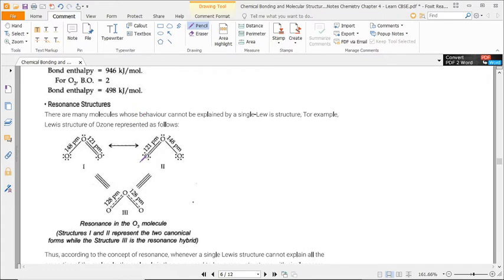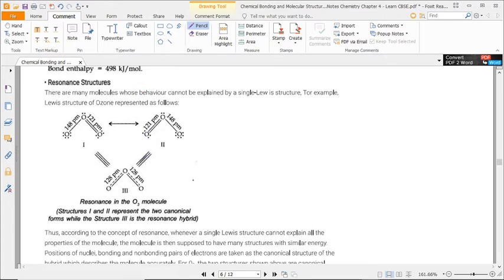Next, coming to the resonance structure. What is a resonance structure? Resonance structures are nothing but different ways of arranging atoms. For example, in ozone, the double bond is between this oxygen and this oxygen. What is another way of representing this? The double bond between the first two oxygen atoms and a single bond here. But still both are the same. So that I am denoting like this.